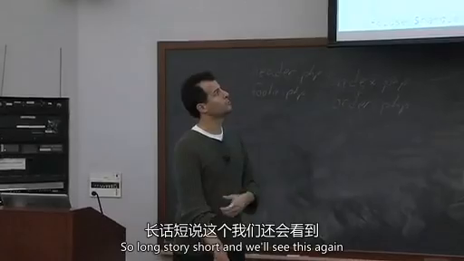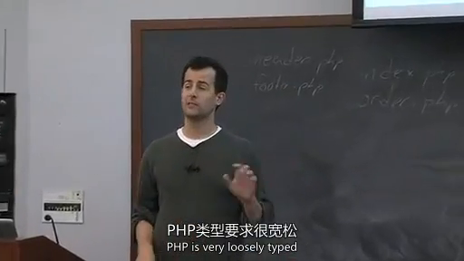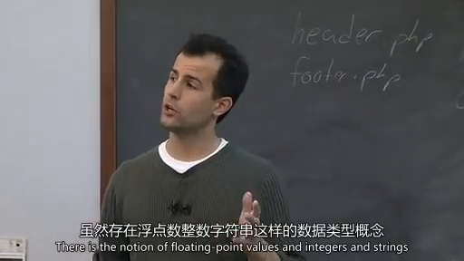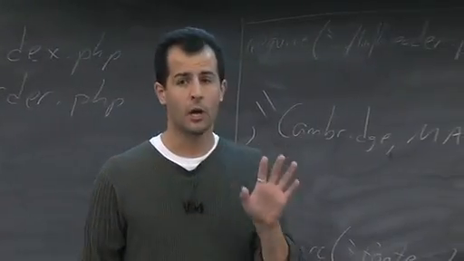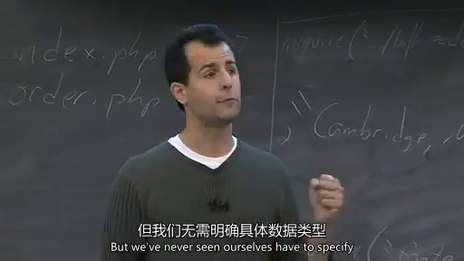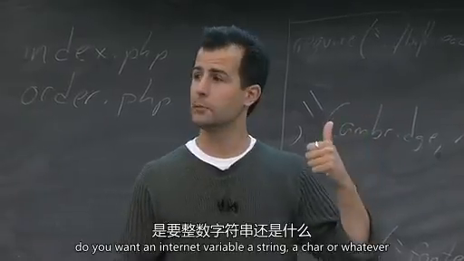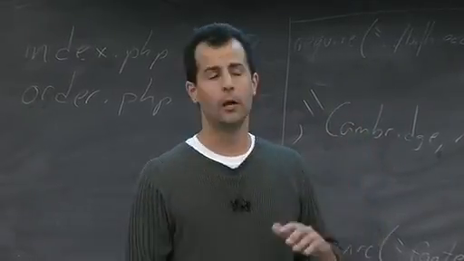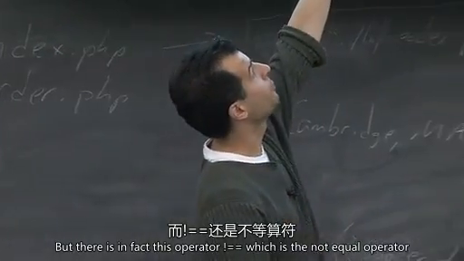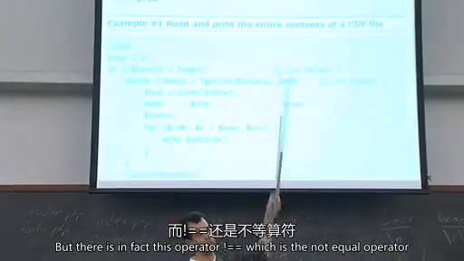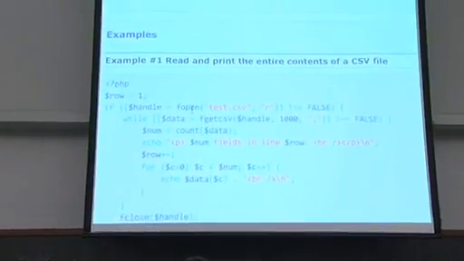So long story short, and we'll see this again, PHP is very loosely typed. There is the notion of floating point values and integers and strings. There are different data types, but we've never seen us have to specify whether you want an int in that variable, a string, a char, or whatever. PHP is loosely typed in that you don't have to think about that. But there is, in fact, this operator, bang equals equals, which is the not equal operator.